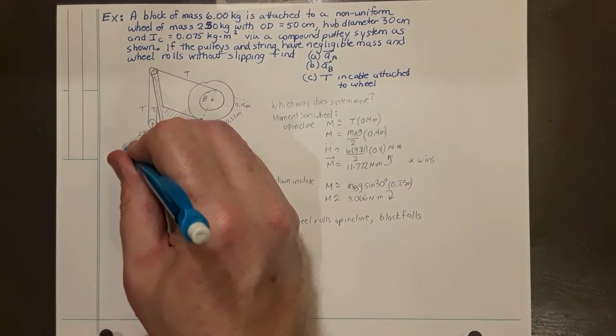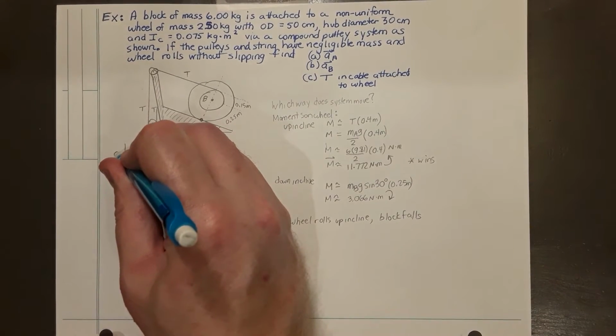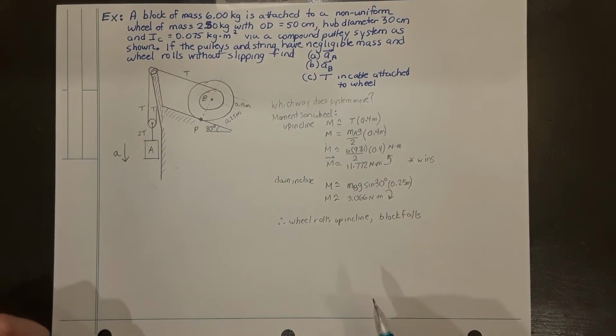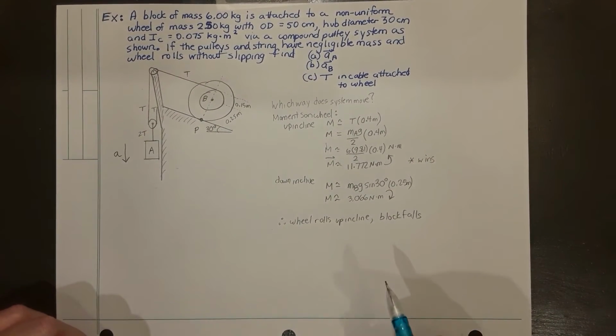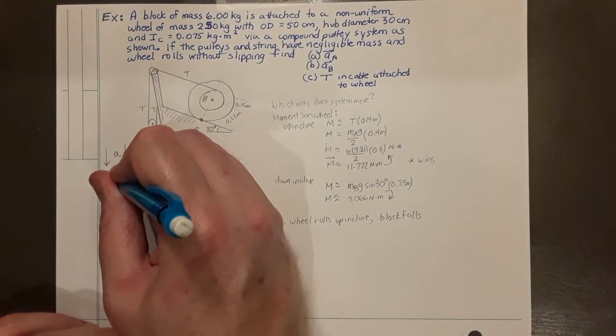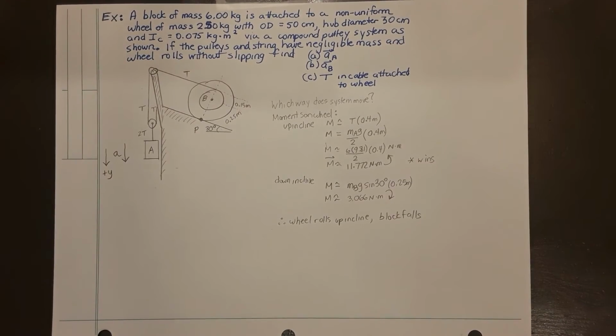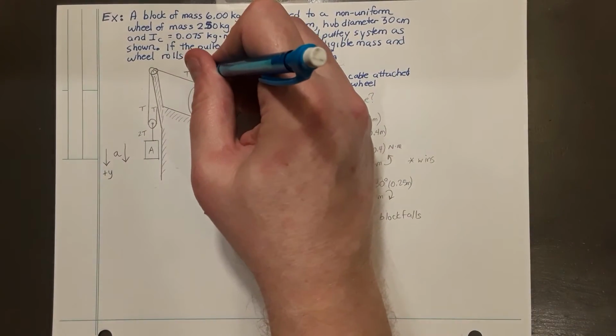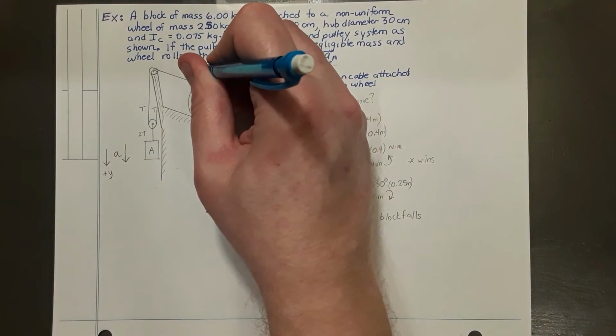So if we let acceleration A be the unknown acceleration of the block, then I'm going to choose, since it's moving down, positive y direction to be downward for that object. The cable tension.